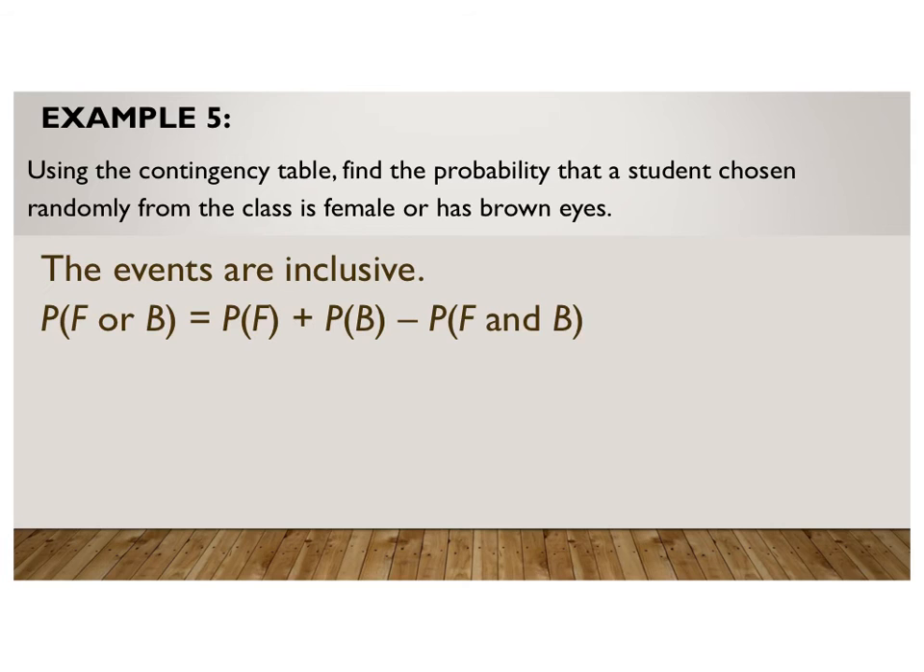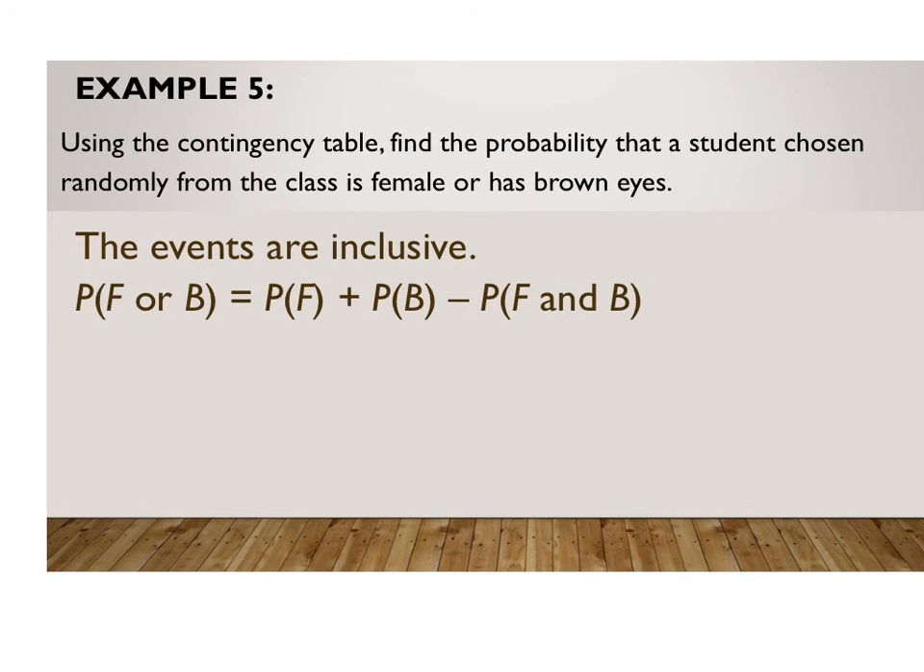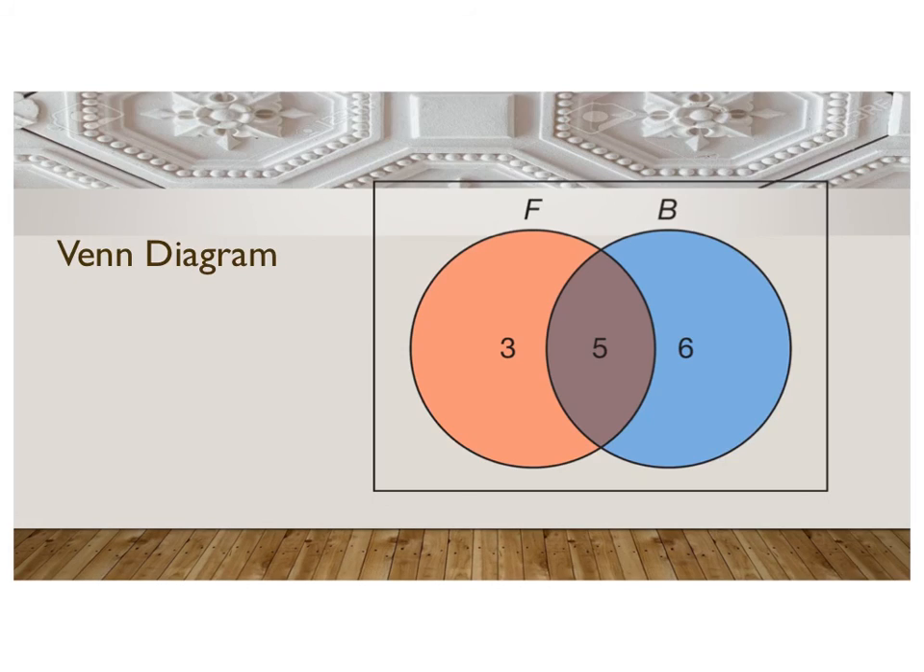Using the contingency table, find the probability that a student chosen randomly from the class is female or has brown eyes. That was the contingency table we saw. These are actually people in a particular class. So the probability of female or brown eyes: they are inclusive. There is an overlap. You can be female and have brown eyes.